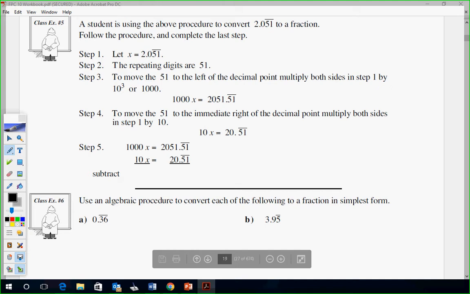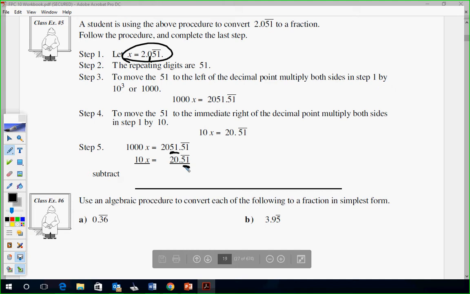So it's 2051.51. Okay, to move the 51 to the immediate right of the decimal point, multiply both sides by 10. So this one here, we did by 10. So we have 10x now. Remember we have up here x equals 2.051, so we're going to multiply it by 10, which makes it 20.51. So what they did with it, we just cut out this little 0 here, so it's right next to the decimal. So you have one just to the left, one just to the right.